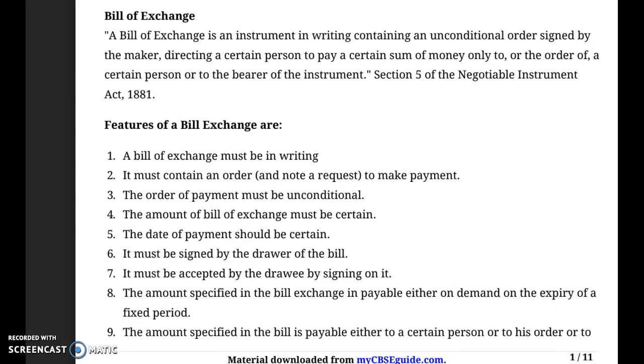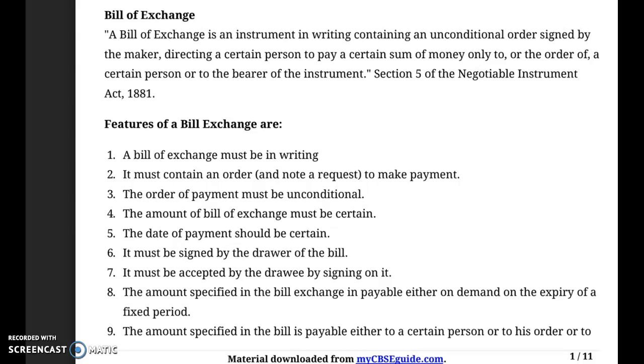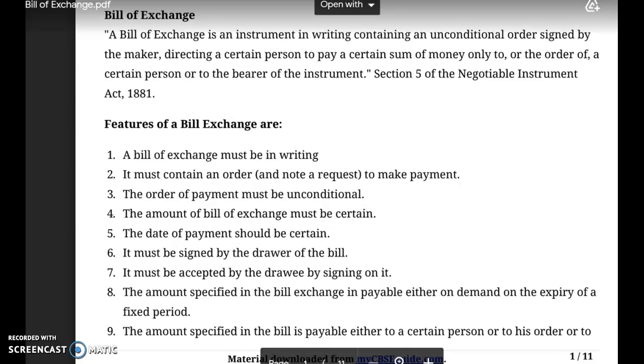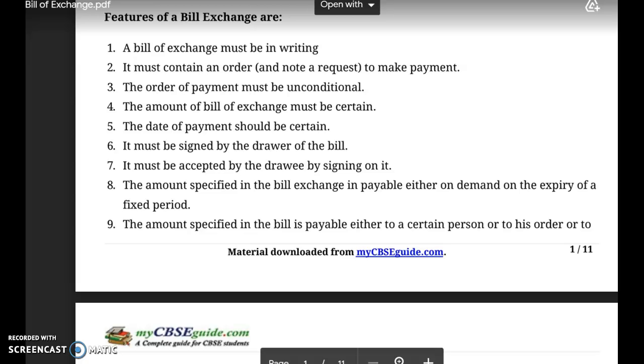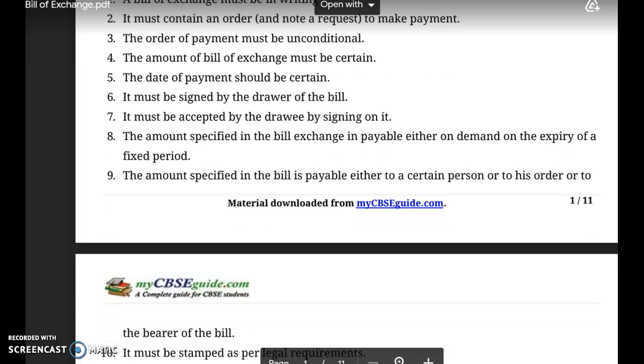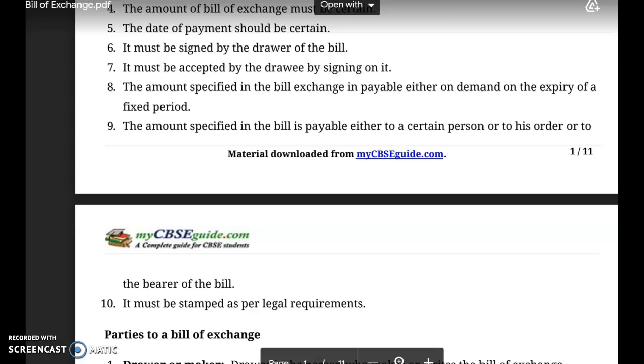Then the amount specified in the bill is payable either to a certain person, or to his order, or to the bearer of the bill, depending upon the condition given there. To whom is the amount paid? Either to the seller, or as per the orders or instructions of the seller, or to any person who is bearing the bill, meaning who is carrying the bill. So the payment is to be given either to the seller or to the instructions or orders of the seller.